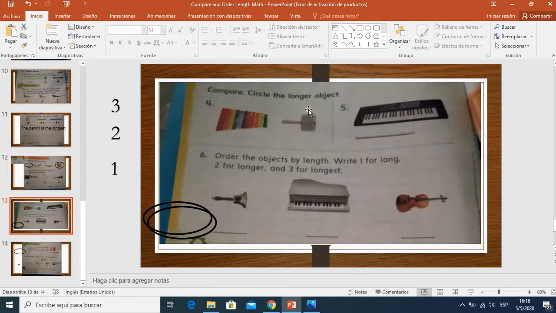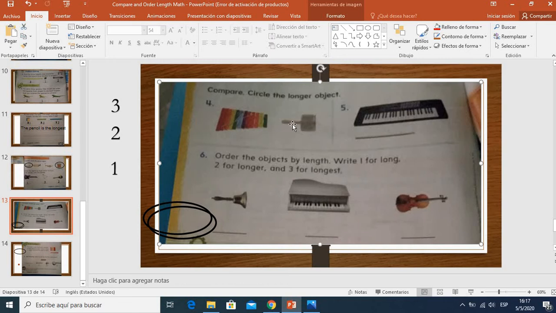Longer object. Very good. You need to circle the longer object. We have a xylophone. And I'm not sure what this is, believe me, because I cannot see it very clearly. But you have it in your book, on your page.